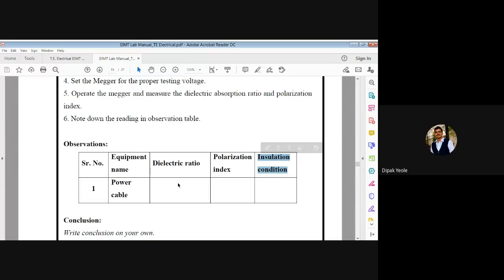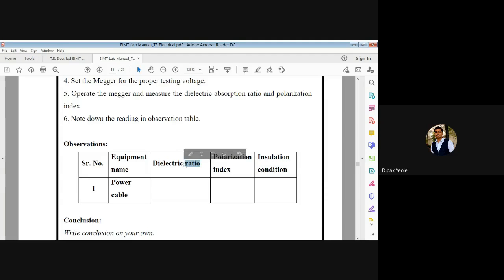So obviously we will get the value sometimes greater than 2 for our particular polarization index, and it will come particularly greater than 1.40 for our dielectric absorption ratio. So the word absorption is missing over here.